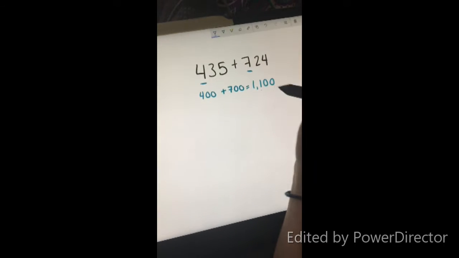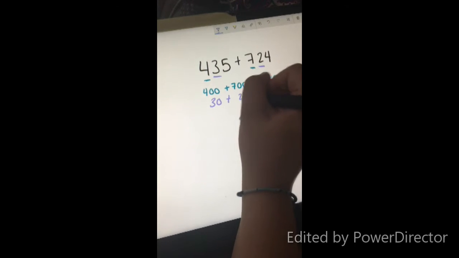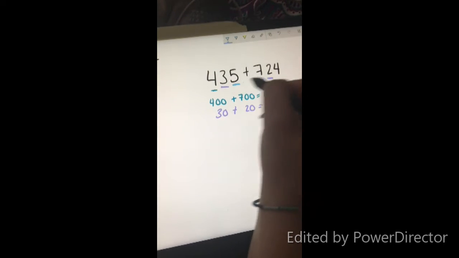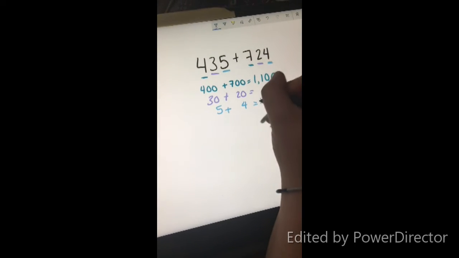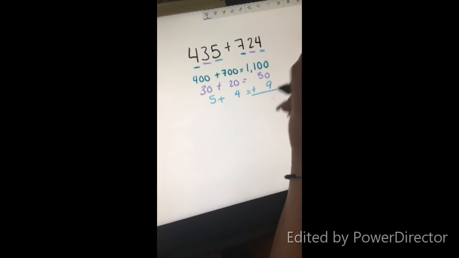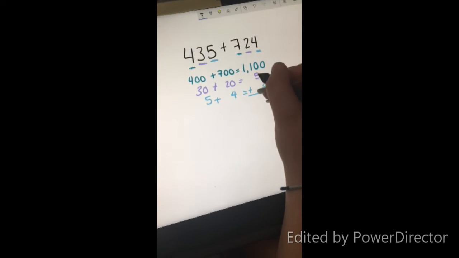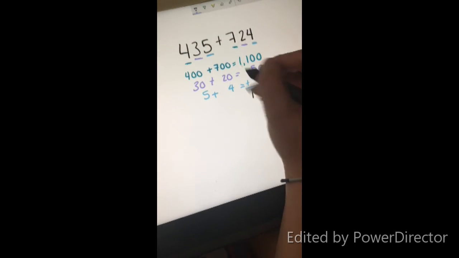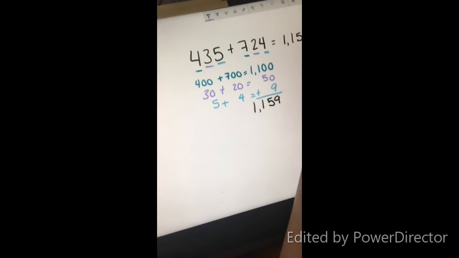Then we take the tens place, which is 30 plus 20, which gives us 50. And then finally we take the ones place, which is 5 plus 4, which gives us 9. Then we add all of these together, so 9 plus 0 is 9. I'm going to change the color. 9 plus 0 is 9. 50 plus nothing is 50. 100 plus nothing is 100. And then 1,000 plus nothing is 1,000. So our answer is 1,159.